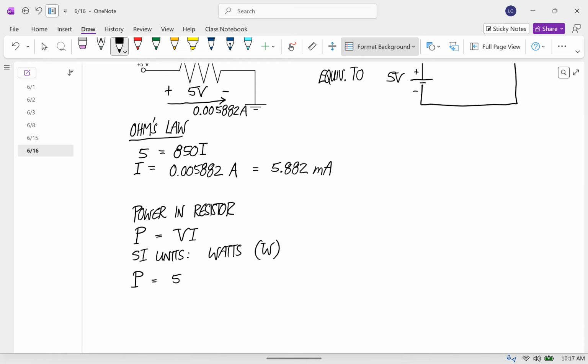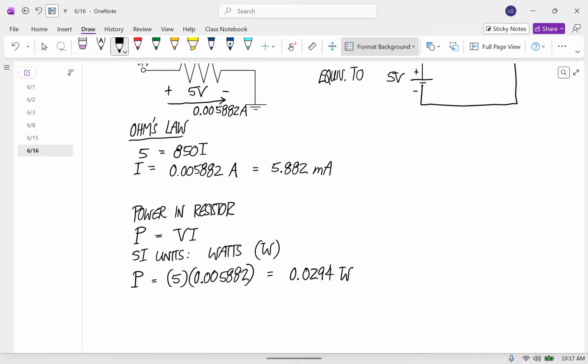Okay, so what's the power in this resistor? We have 5 volts times, we can't use milliamps, we have to use the SI units. So this is 0.005882. And so that is 0.0294 watts.